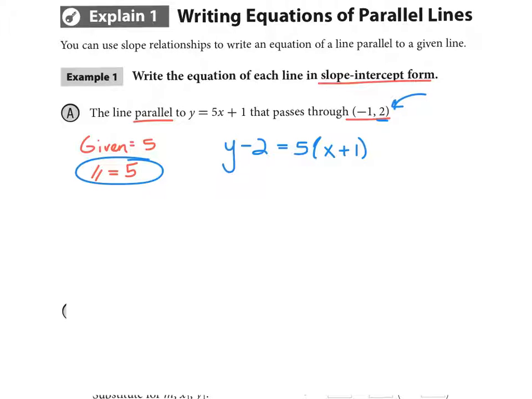All right, now I need to get this in slope-intercept form, which means I need to get y by itself. So I'm going to distribute the 5. Y minus 2 equals 5x plus 5. And then I'm going to add 2 to both sides. Y equals 5x plus 7.